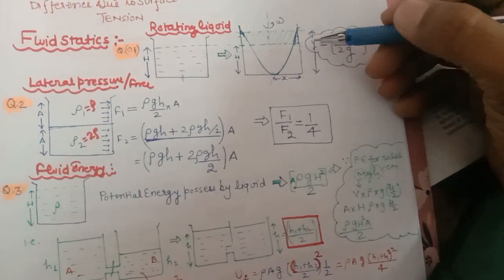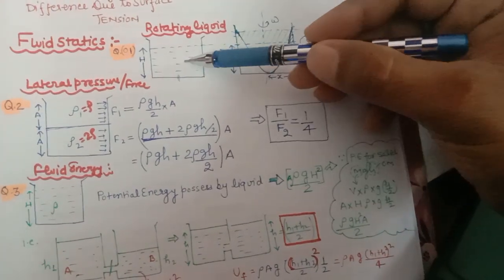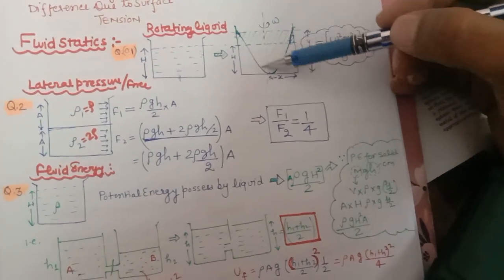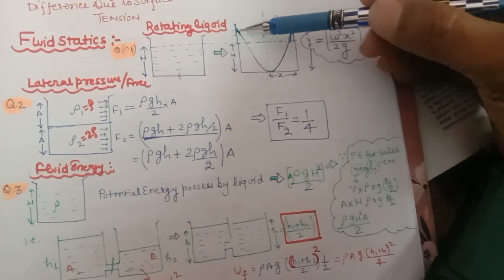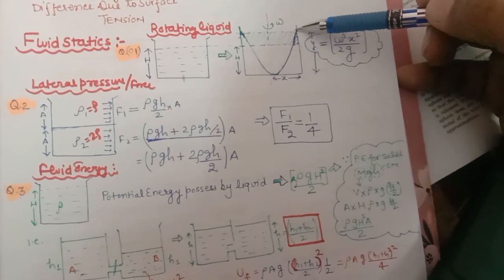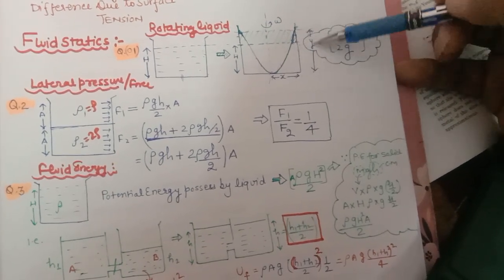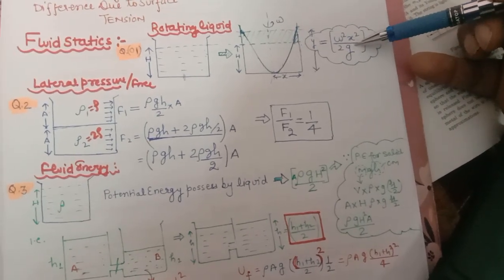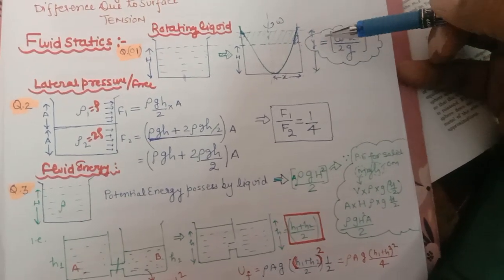So I think the situation is very much clear. The fluid, once rotating, this is the original situation. Once rotating, the fluid shape will become a paraboloid, and the paraboloid's vertical height, that is y, we can calculate by using the given formula. Clear? So you had better remember this situation.